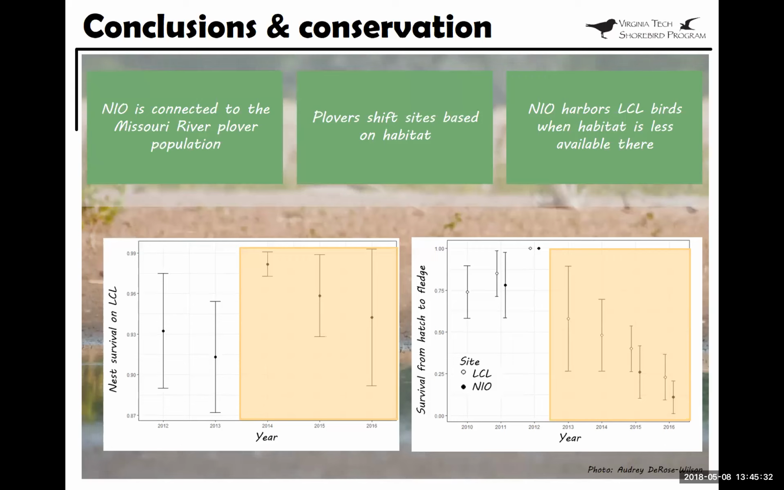Nest and chick survival peaked following habitat creation on Lewis and Clark Lake in 2012, but since then it's already declined. And this may be due to over half of that habitat already becoming unsuitable for plovers as it has eroded and become vegetated on Lewis and Clark Lake.